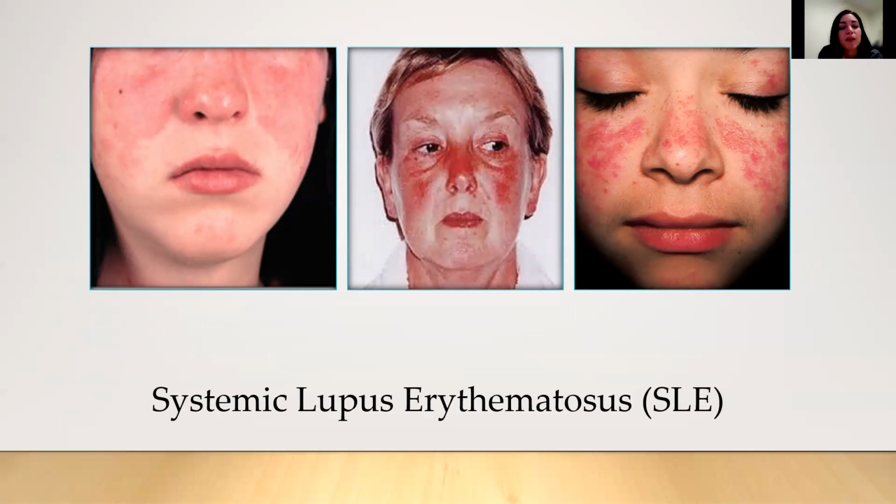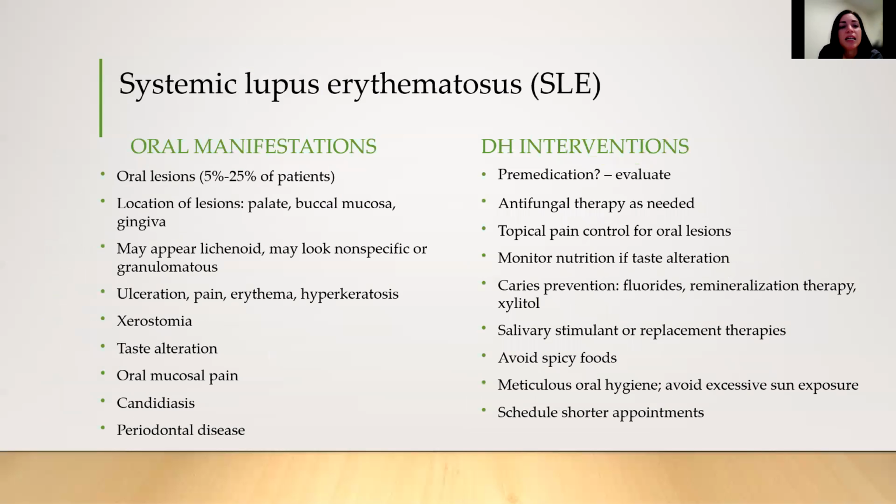Systemic lupus erythematosus, SLE, is a disease in which injury is caused mainly by deposition of immune complexes and binding of antibodies to various cells and tissues, affecting major organs, characterized by periods of remission and exacerbation. So this sounds a little bit like MS, with those periods of activity and inactivity. 5 to 25% of patients have an oral lesion associated with lupus.